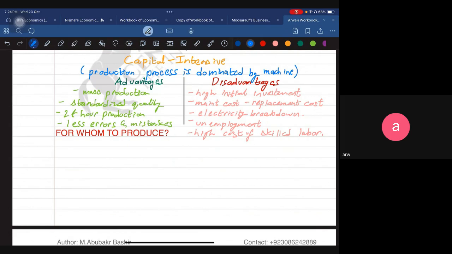If you are talking about a private sector firm, what is their aim when they are producing a good? For whom are they producing the goods? They will produce just for consumers who are able to buy because their main aim is profit. Brilliant. So they will be producing for those who can afford to pay.